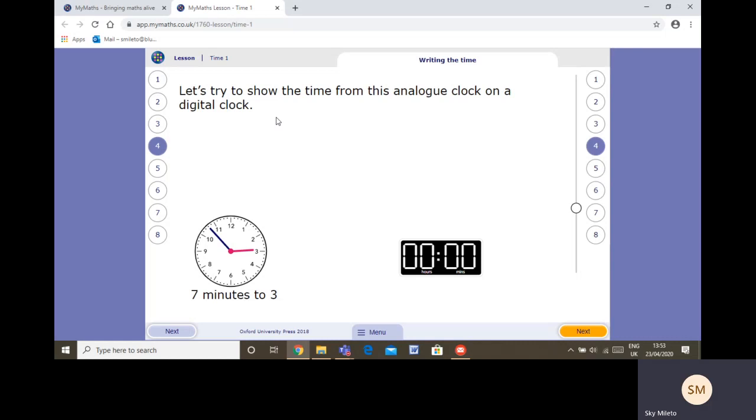So let's try and show the time for this analog clock on the digital clock. 7 minutes to 3. Now I know my hour is not going to have reached 3 yet, so I know my hour is going to be 2, and I know it must be 7 minutes before 60. So if you can do it in your head, 60 take away 7. I am going to say that it will be 2:53, because in 7 minutes time it will be on 3 o'clock, which would be 60 minutes in an hour. So I'm counting backwards 7 in my head to 2:53.